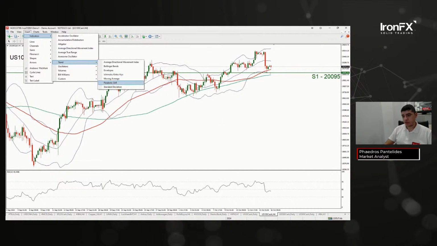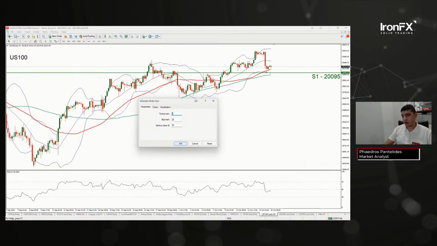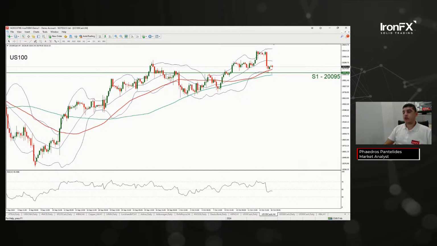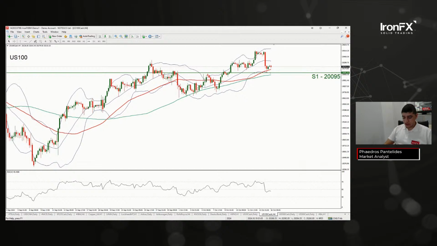We can use Ichimoku Kinko Hyo, but then we have to edit it again. Let's stick to purely support and resistance levels for today. And if there is demand for Ichimoku theory, then you could adopt that into the daily lives. But for now, let's keep it simple.